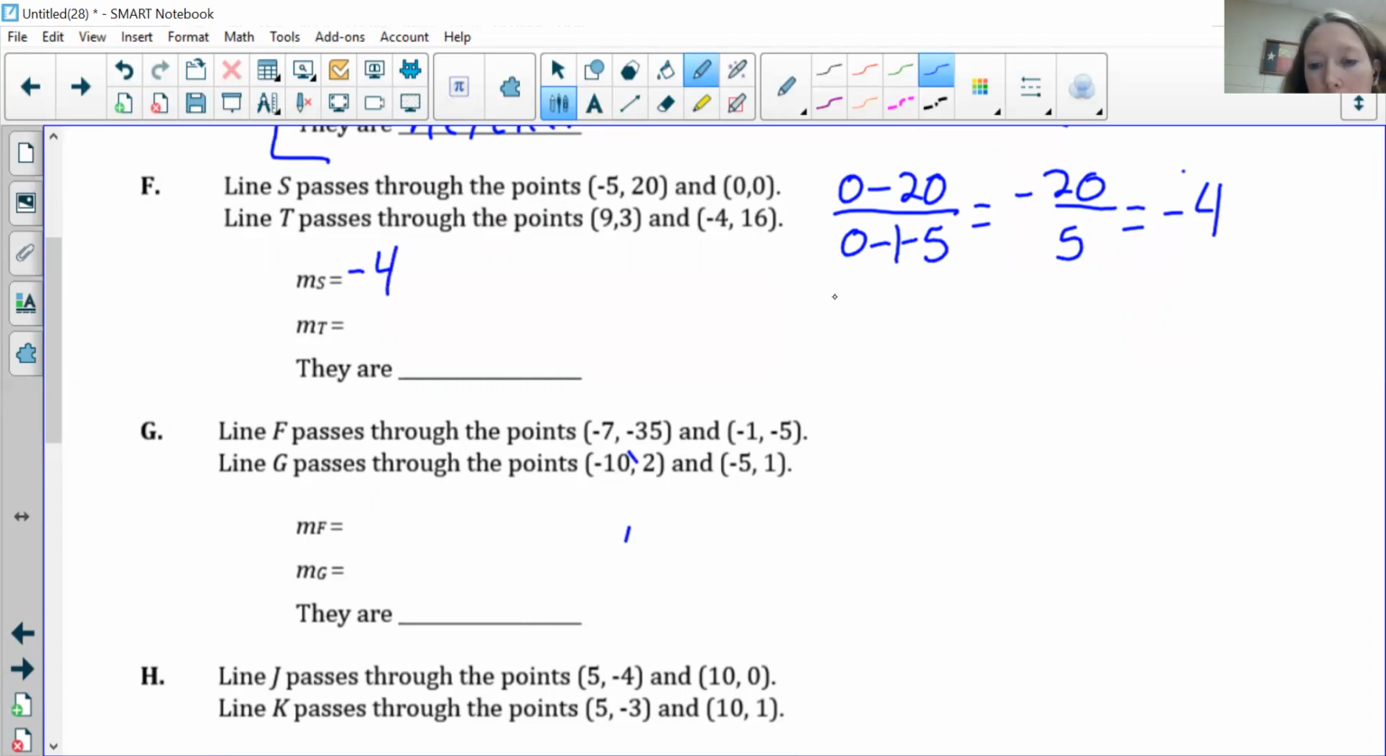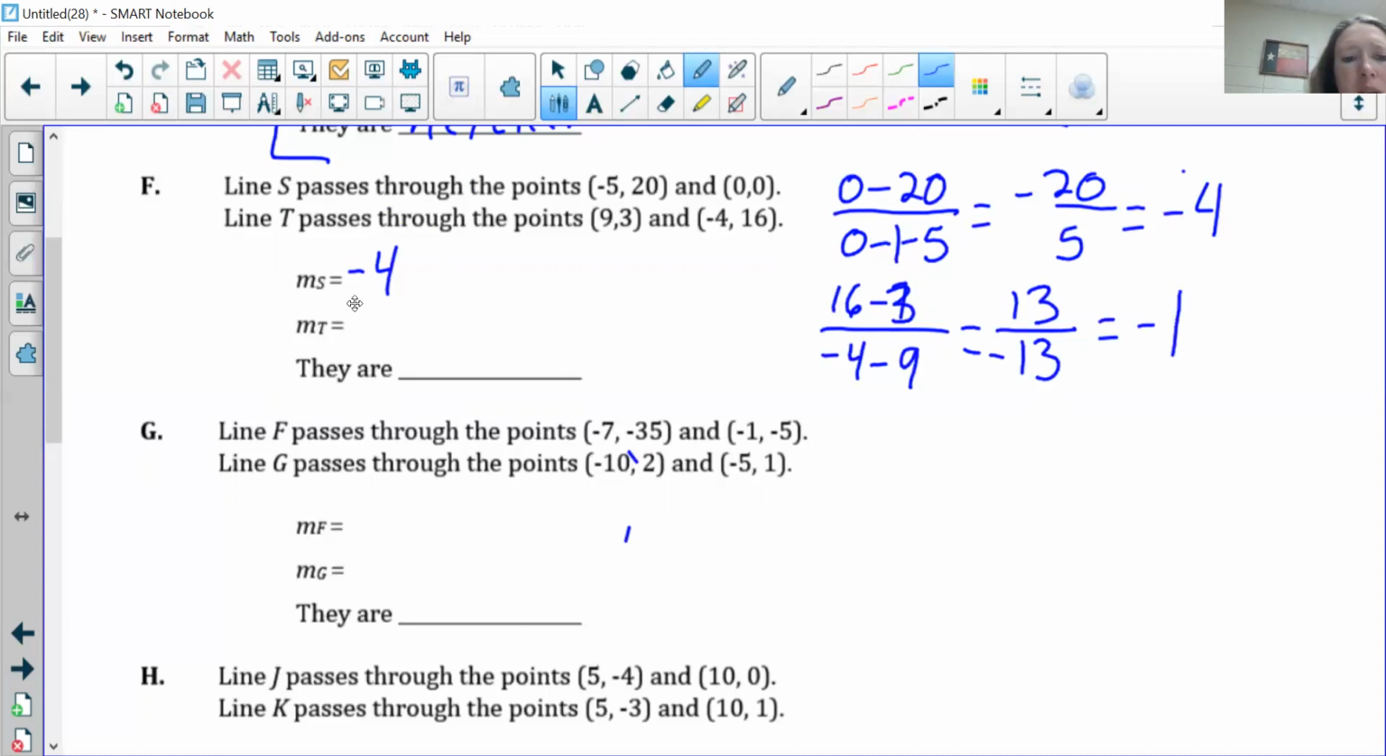All right, let's find line T. So y2 minus y1 over x2 minus x1. So 16 minus 3 is 13. Negative 4 minus 9 is negative 13. So 13 over negative 13 equals negative 1. All right, are these parallel? Are they the same? No. Are they perpendicular? Is one the flipped over, opposite-signed version of the other? Nope. So these are also neither.